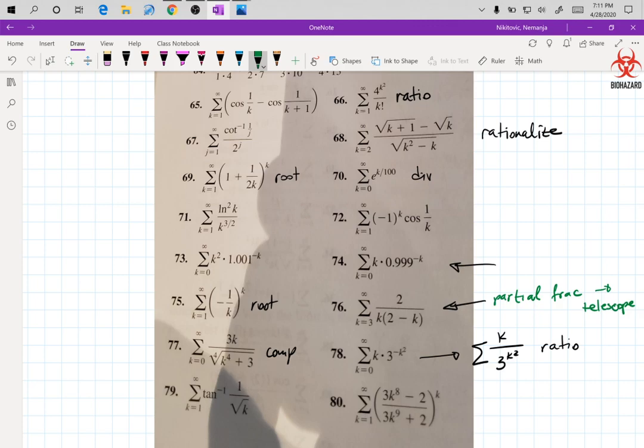Right? Partial fraction into telescoping, another root, and so on. So just try as many of these as you can, work them all out, and then you have the list of tests.